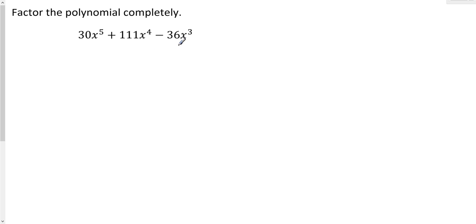So looking at these three terms, I see that the largest number that goes into 30, 111, and 36, the largest number that goes into all three of those is 3. And I also see that they all have the variable x. So x is a part of the GCF. You always take the smallest power of x that you see in any term, or the smallest power of the variable for that matter. So then we're going to factor 3x to the third power out of this trinomial.